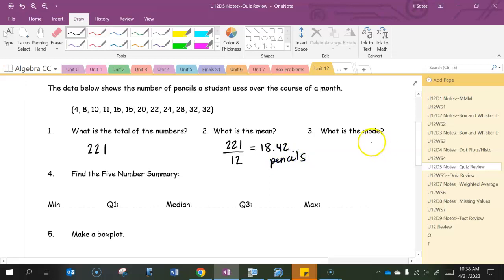Now we're going to go ahead and find the mode. The mode is what occurs most frequently. And so we can see there are two 15s and there are two 32s. So this is 15 and 32.